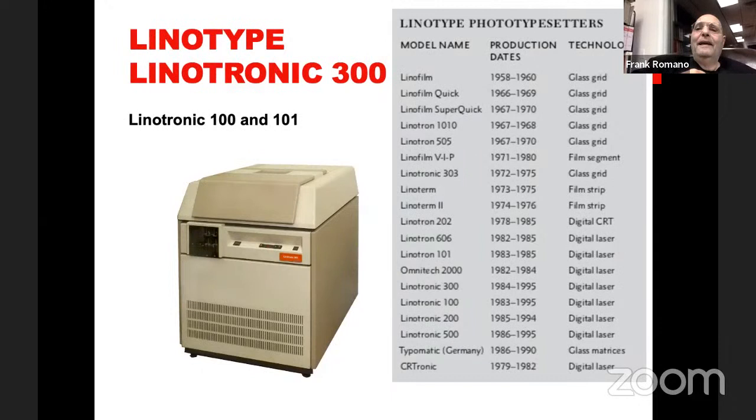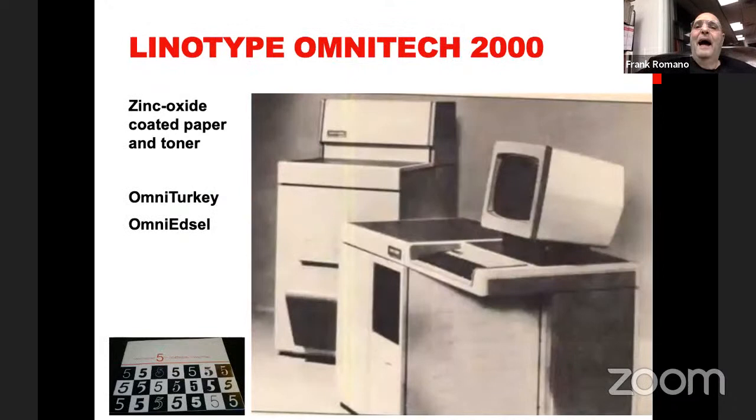Linotype had a machine called the Omnitech, which used zinc oxide coated paper like a copying machine. They got mad at me because I called it the Omni Turkey. I called it the Omni Etzel, and they sued me for $35 million. I won though.